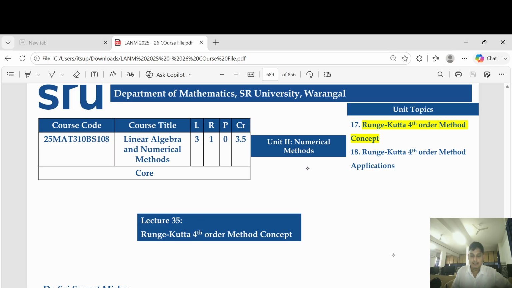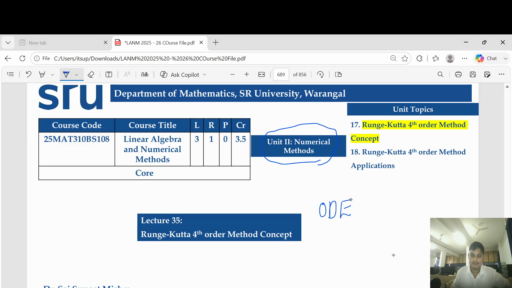This is a very important method of numerical analysis. In this method, we talk about how we find the numerical solution of the ODE, ordinary differential equation.